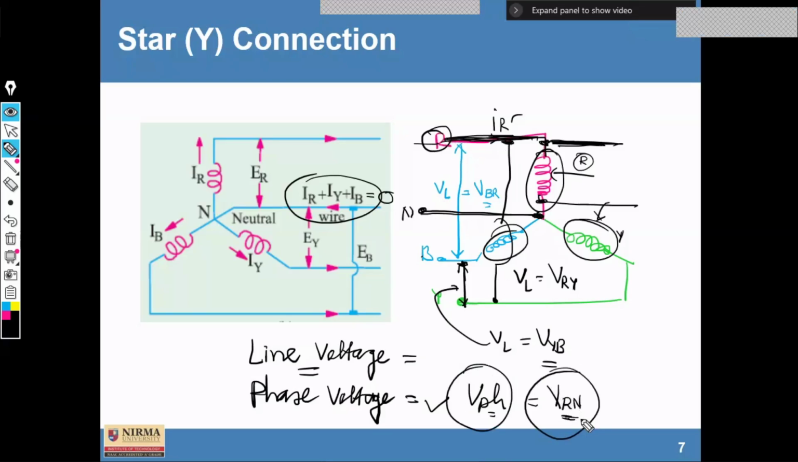So phase voltage can be represented with VRN, and also VYN and VBN. If I use the terminology N here, then you can directly consider that this is the voltage drop or voltage across the load which is connected either in star fashion or delta fashion. Is that clear?